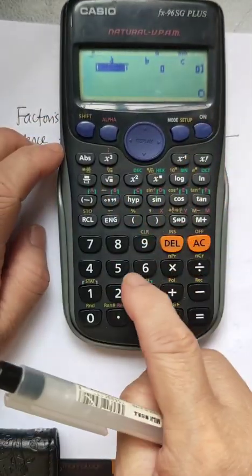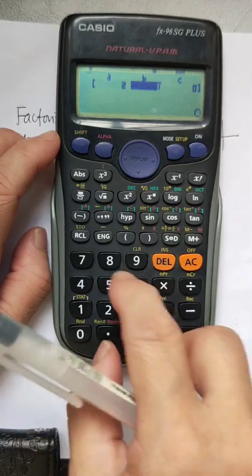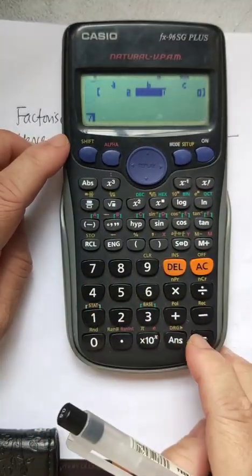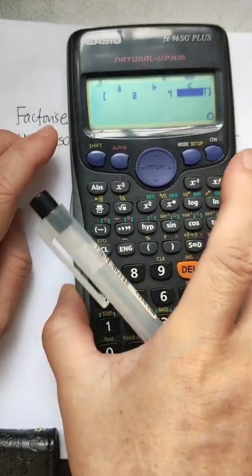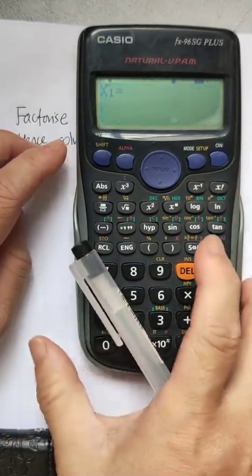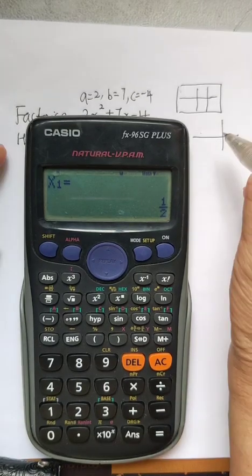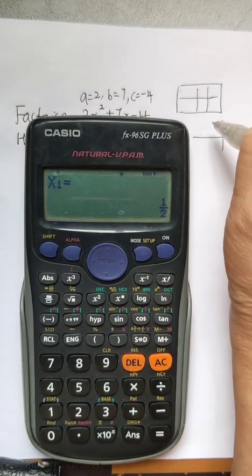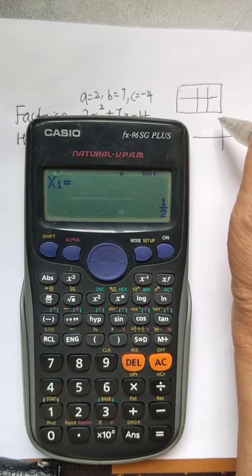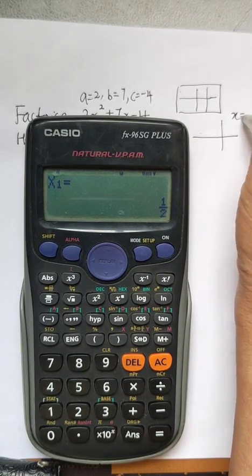Alright, so you key these values in. 2, press enter, 7, press enter, and the other value, negative 4. Okay, so on your calculator you will see the answer: x is equal to half. Alright, so I'm going to just write it somewhere. Don't write it on your main answer page or whatever. Just write it somewhere. x is equal to half.